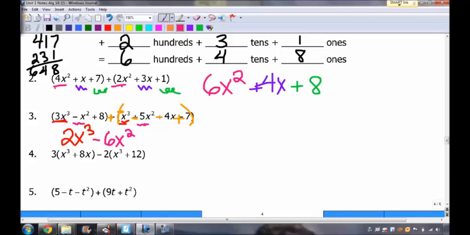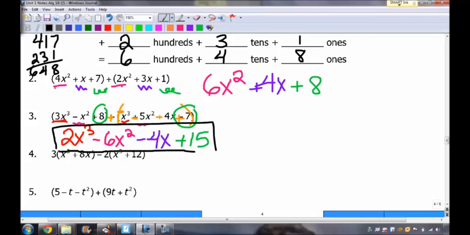Now, there's nothing to combine with this negative 4x, so I'm just going to copy it down because there's nothing like it over here. So I've got negative 4x, and then lastly, I've got 8 and 7 left over, so I've got plus 15. So that's my answer for this. Now, if you remember in the last video, I told you, don't worry about the order. We'll talk about the order next time we discuss something in class.